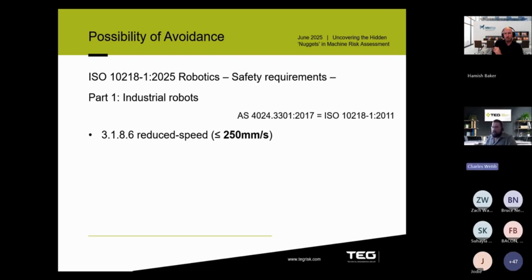In the definitions, we talk about a reduced speed of 250 millimeters a second. Incidentally, robots are required to have the provision of further lowering of that speed, so that would be, say, a maximum out of the box, but you can obviously reduce that to suit the application that you're going to be using it for.